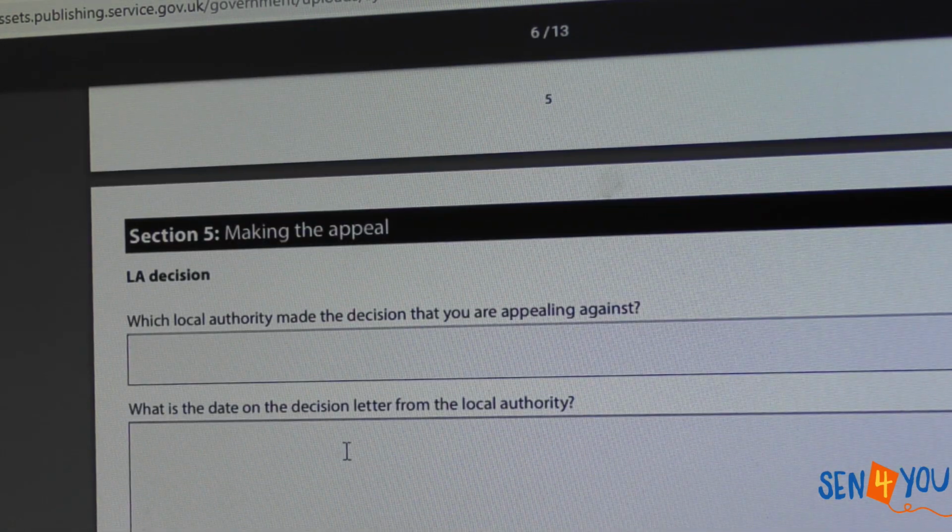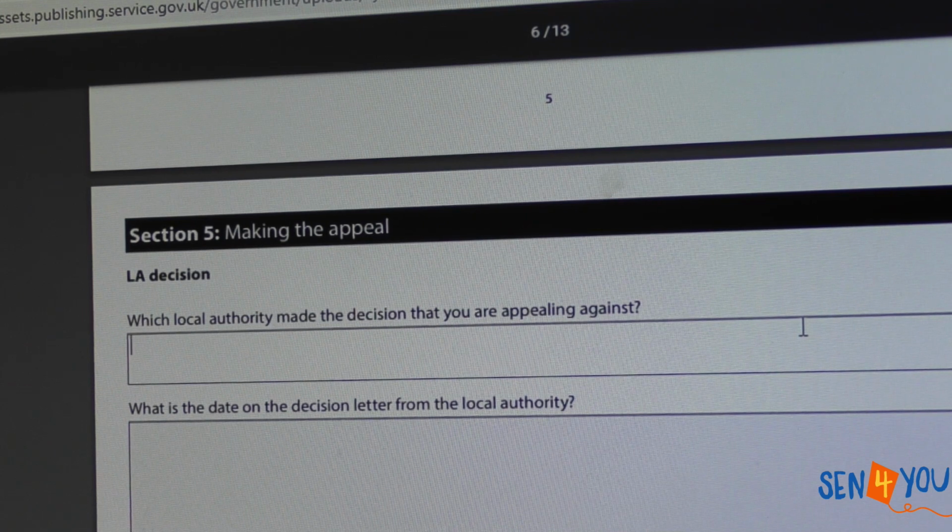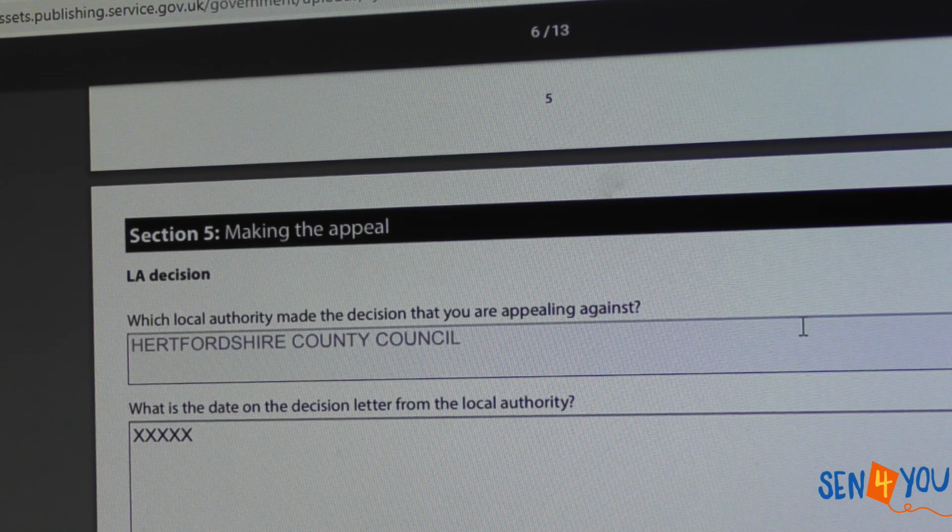You then get to section 5, and in section 5 you essentially insert the name of the local authority you're appealing against. So let's stick in the great nice folks of Hertfordshire County Council, and you put in the date of the decision. Now you have 2 months to appeal. You get a further 30 days if you get a mediation certificate, if you need one. So you don't need one if your only appeal is against Section I. But other than that, it's 2 months to get the appeal in.